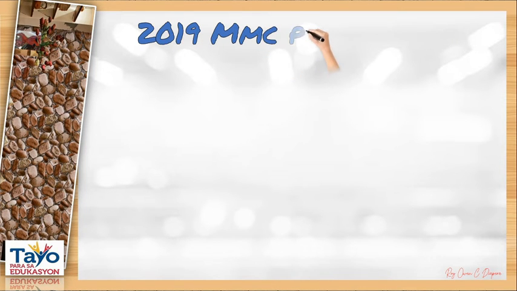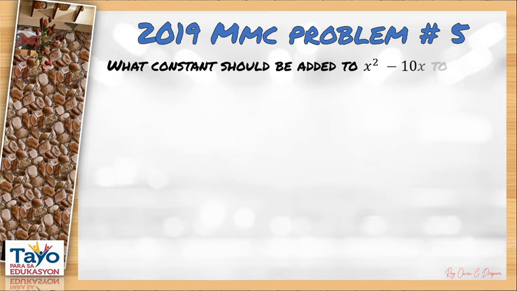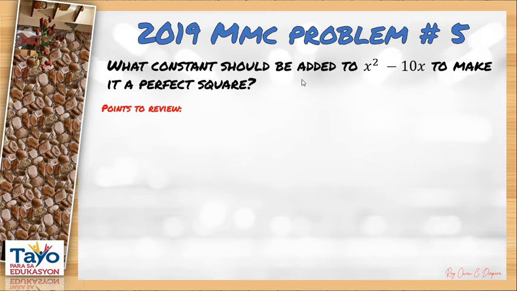Let us now proceed to our problem number 5 of 2019 Metrobank Math Challenge. We are asked, what constant should be added to x squared minus 10x to make it a perfect square? So before again we can solve this, of course there are points that we need to review.